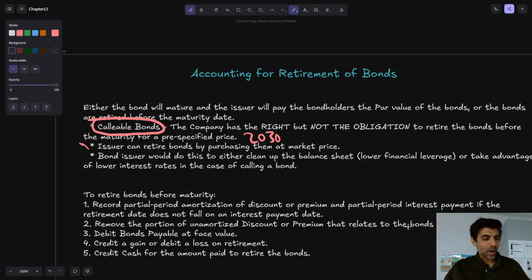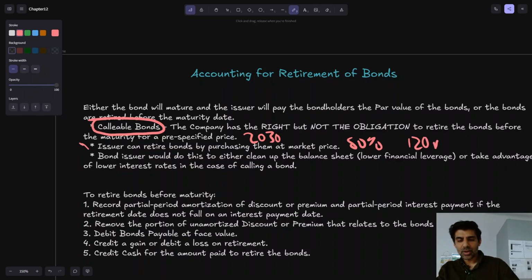Issuers can also retire their bonds by just going to the open market and buying them. So if you feel like your bonds are trading at a discount unfairly and you have the cash as a business, let's say the bonds are trading at 50 cents on the dollar, so 50%, and you had 120 million of bonds outstanding. If you could buy them for 60 million and just retire them, you're getting a windfall of 60 million, because this liability where you'd have to pay $120 million back, you're able to retire for 60 million.